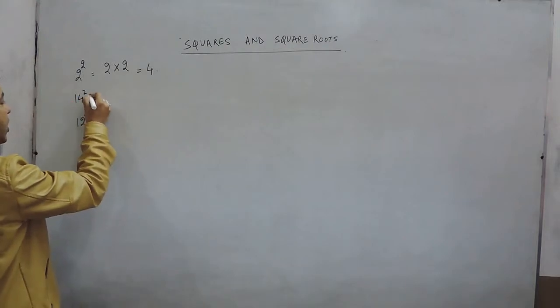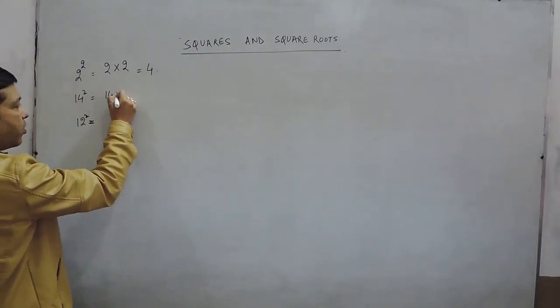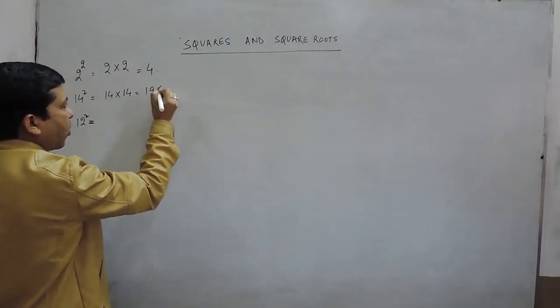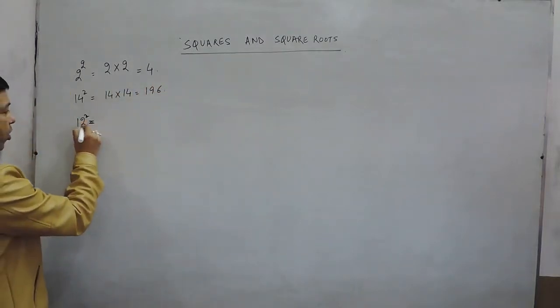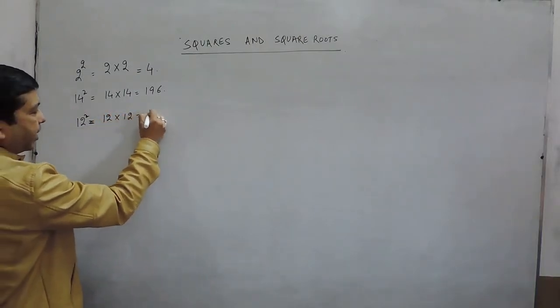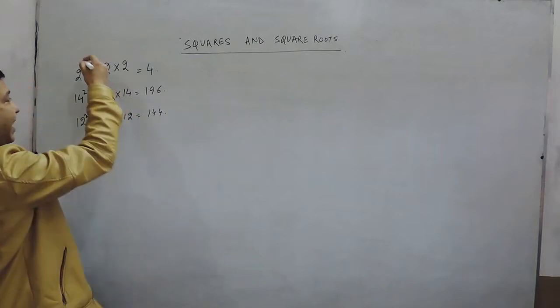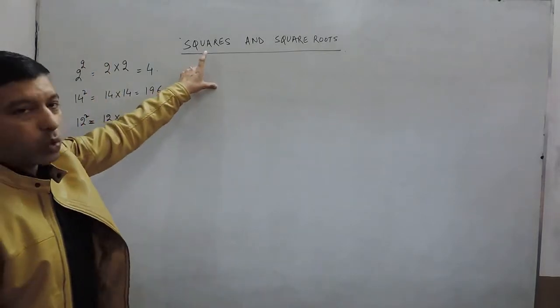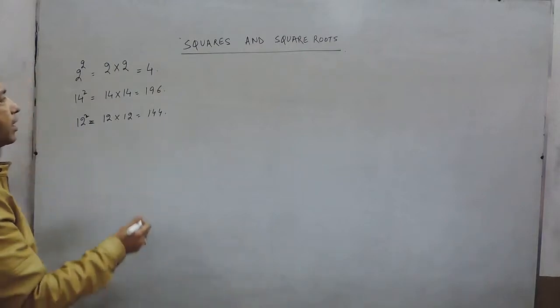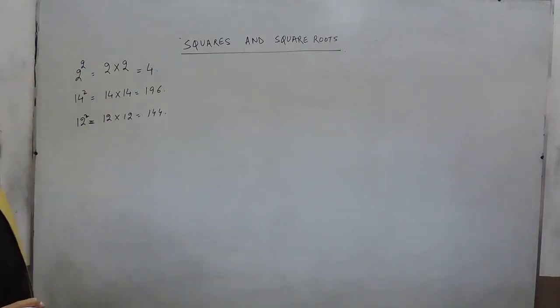Here, when I say 14 square, that means 14 has to be multiplied by 14, and this comes out to be 196. If I am talking about 12 square, this is 12 multiplied by 12, and here it is 144. So in the same way, we know these are the squares. From squares we have to understand one thing very well, that these are positive numbers we are talking about.